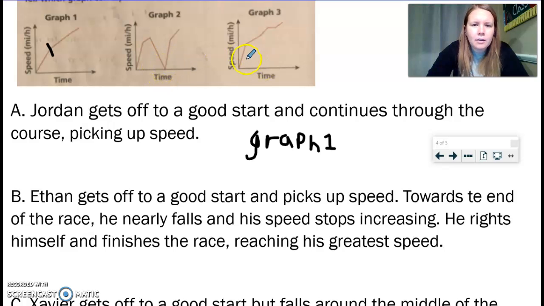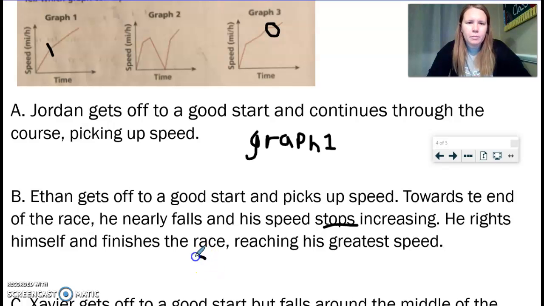Whereas graph 3, if I look towards the end, he almost falls, so maybe he's trying to fix himself, and I think that's kind of where this is going, because time continues on, but his speed isn't changing. He's not getting faster, he's not slowing down, or his speed stops increasing. So it just shows it stops. So he's not increasing, but he's also not decreasing. And that's what I notice right here when I have this flat line in graph 3. So for B, I would put graph, as best as I can write with my little thing here, 3.